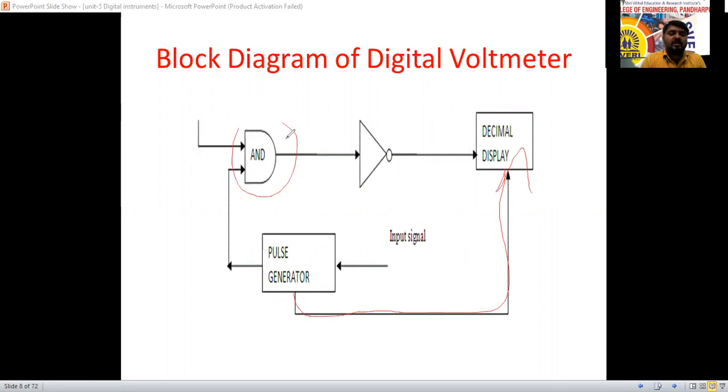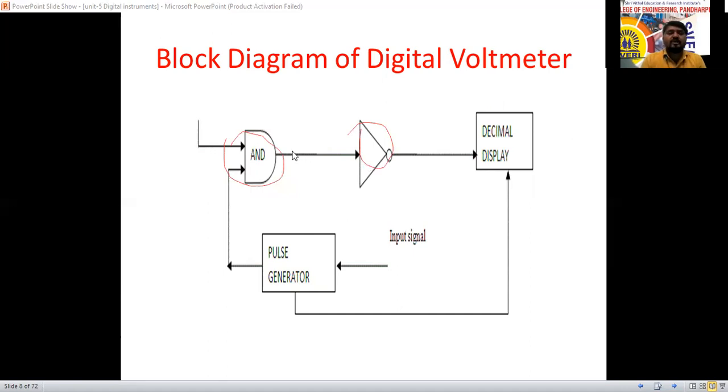So the AND gate here, if it is positive triggered, then the NOT gate is going to convert it into negative triggered. That is called analog to digital conversion, we are going to call it. Each block, what it is going to do, we'll discuss in this part. The construction and working we'll discuss here now.